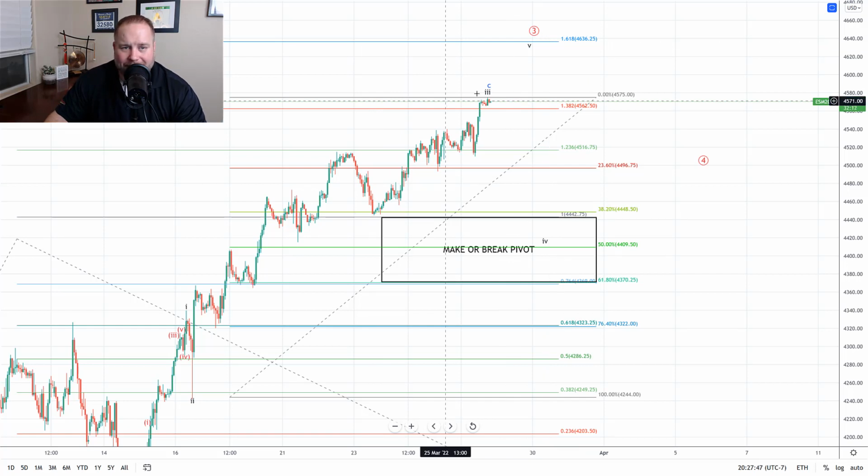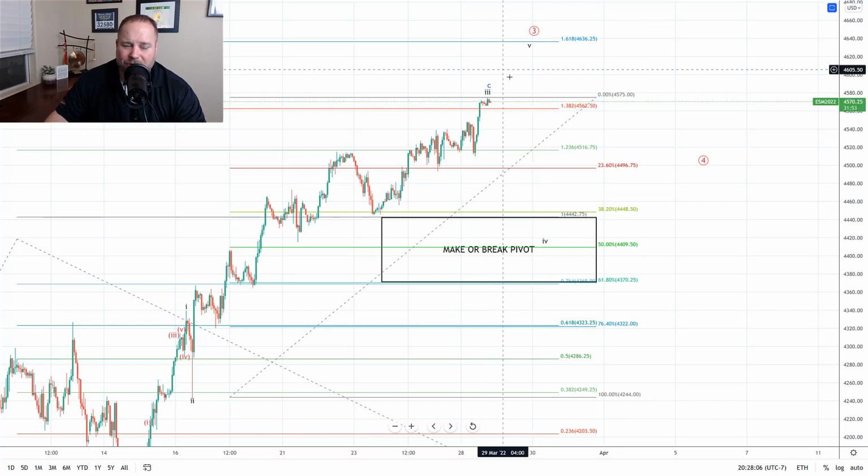So what we're looking for on the ES is either a pullback, okay, to test the pivot and finally give us this Roman numeral 4 here. Again, our line in the sand is 43.69, and our other two targets, our main target is 44.48, and then 44.09 are the other two targets for that pullback. So that's the main path that we're looking for.